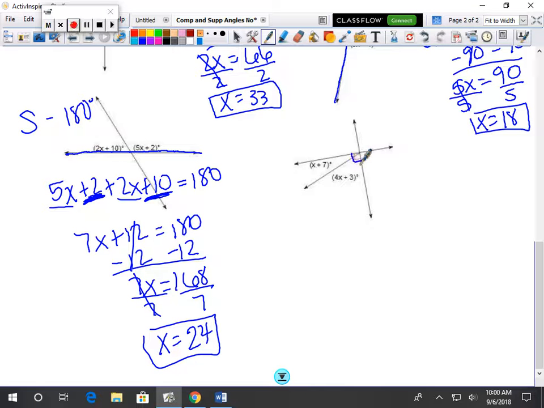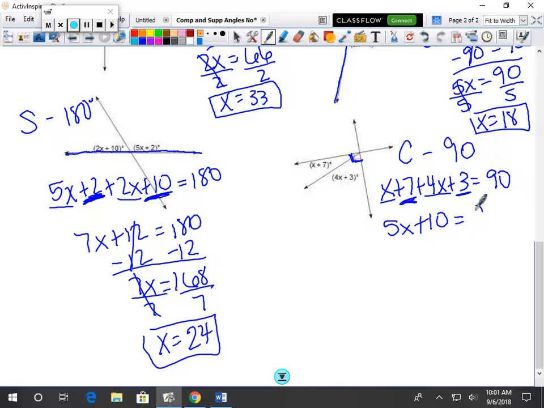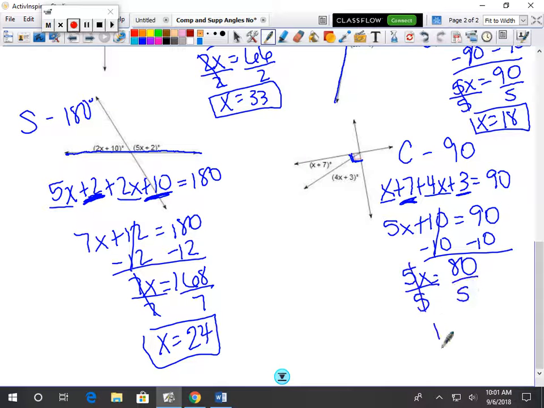The last example, the right angle. These are complementary. They add to 90. So I set this up: x plus 7 plus 4x plus 3, and I'm going to set it equal to 90. I combine my like terms here. x plus 4x is 5x. Positive 7 plus 3 is plus 10, and that is equal to 90. I subtract 10. 5x is equal to 90 minus 10, which is 80. Divide both sides by 5, and x is then equal to 16.